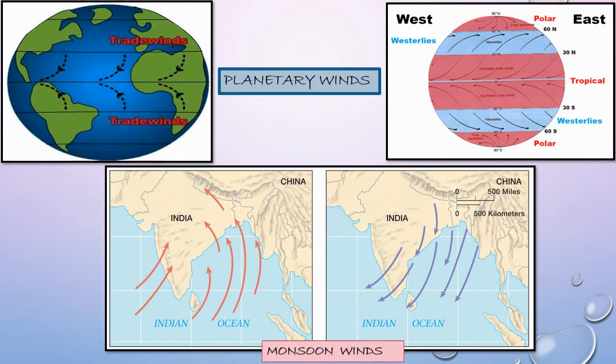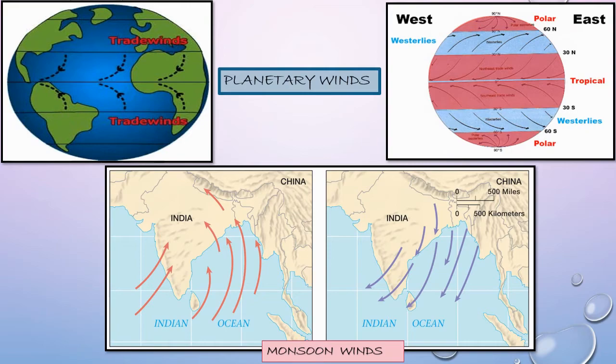Monsoon winds. The strongest influence of the prevailing winds on the flow of the ocean current is seen in the North Indian Ocean due to monsoon winds. The direction of winds changes from the southwest in summer to the northeast in winter. Because over India, these are the two important winds, that is southwest monsoon winds and northeast monsoon winds.